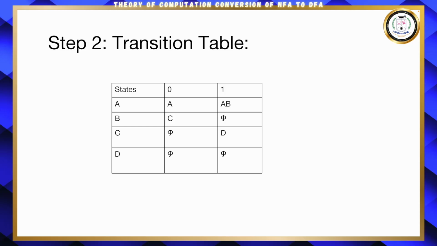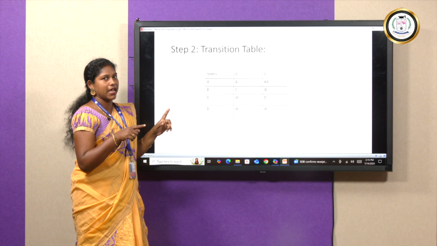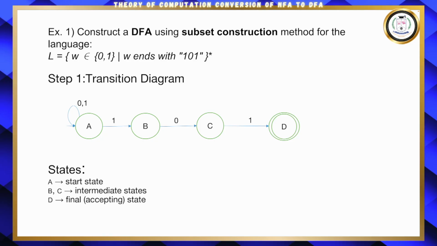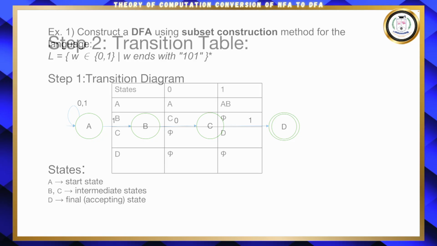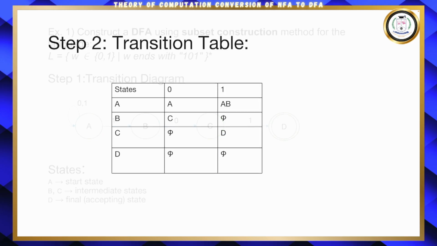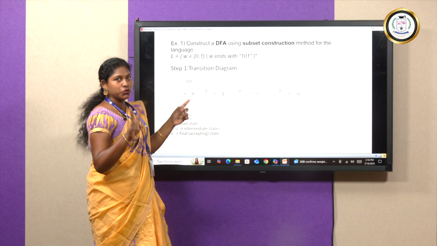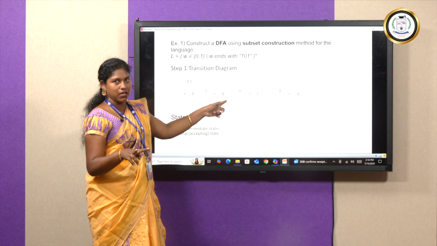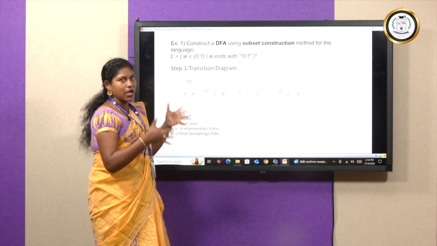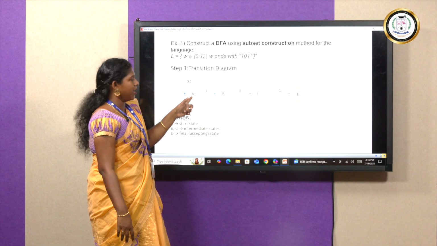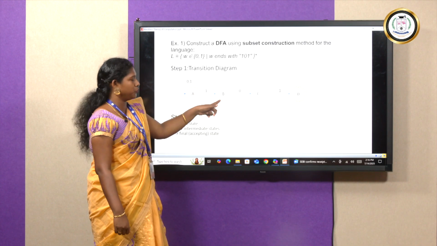See state A, the first state. From A, if you get 0 as an input, you have to check the diagram to see where it goes. From A, if you get 0 as an input, it goes to A, so I have mentioned A here. From A, if you get 1 as an input, it goes to 2 states, one is A and another one is B. Likewise, check the diagram and draw the table. So from A, for 0 it goes to A. From A, for 1 it goes to A and also to B.